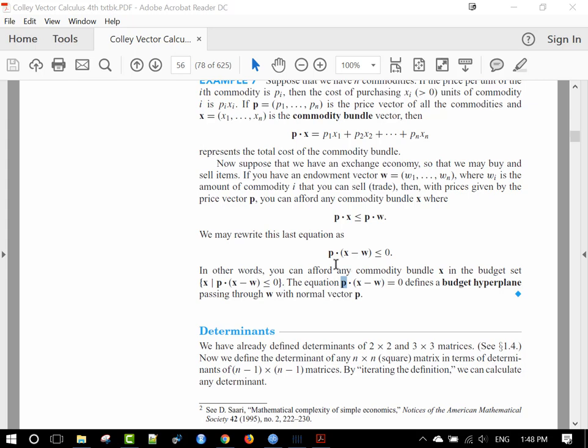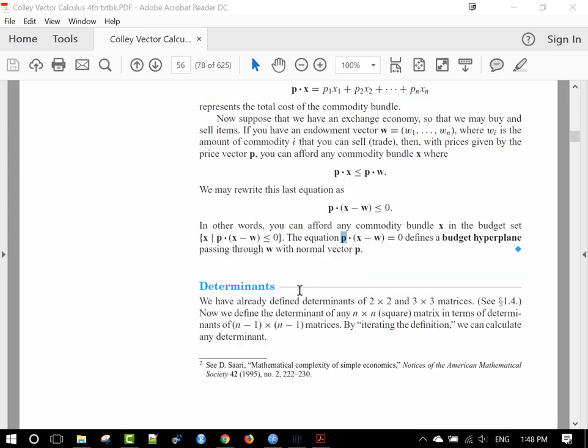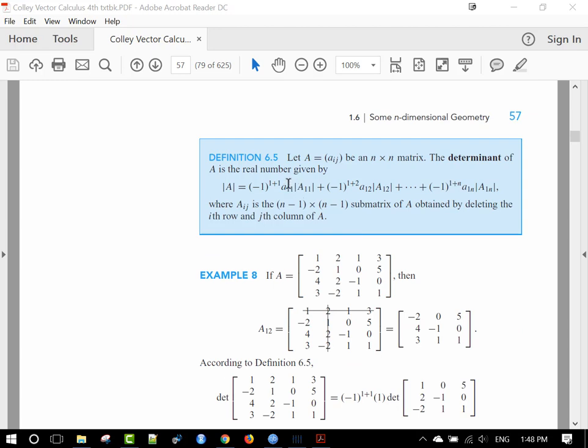Okay, next we'll do determinants. And this is just a short section on determinants. We already did 2 by 2 and 3 by 3 determinants. We want to talk about n by n determinants for a square matrix. Okay, so let A be the matrix. Remember, we can write matrices like this as well. Be an n by n matrix.